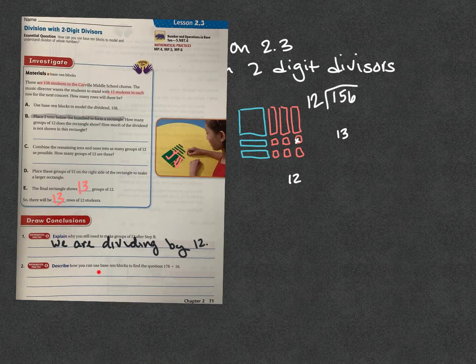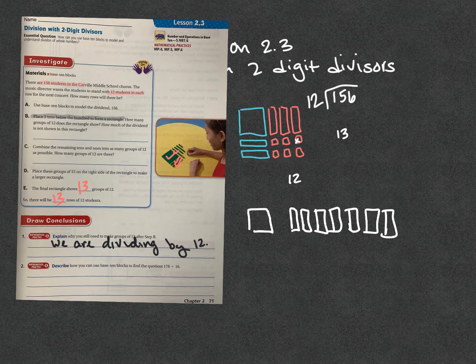And finally, they ask, how can you use base 10 blocks to find the quotient of 176 divided by 16? I need, for this part here, to be 16, but first I need 176 of my base 10 blocks. So I'm going to mark just so that we can see the 176 of them. I would get a 100, then a 10, 20, 30, 40, 50, 60, 70, and then 1, 2, 3, 4, 5, 6.